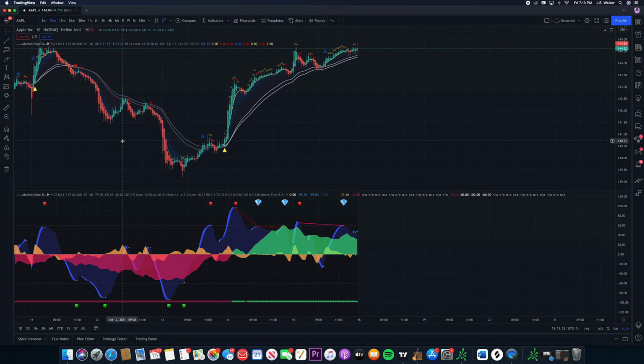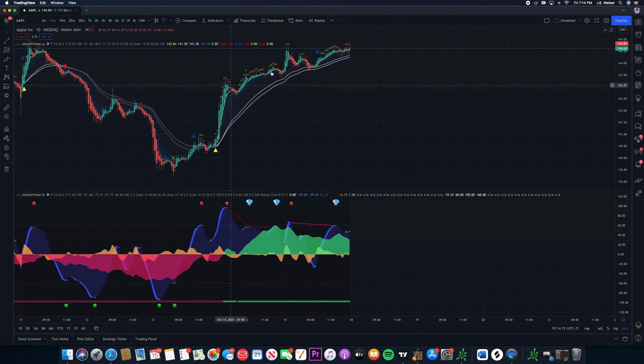So pay attention to your oscillators, guys. That's what Market Vision B is here for. It's here to help you, to enable you to become a better trader, right? Look, even right here, if you miss the initial move at market open, on the 10-minute, look at this here, you can still enter in right here and still catch this.